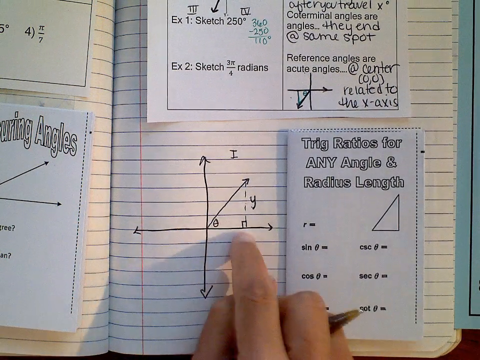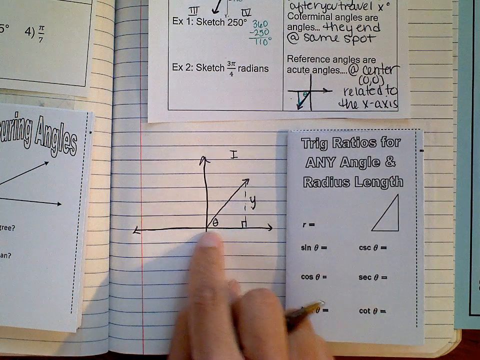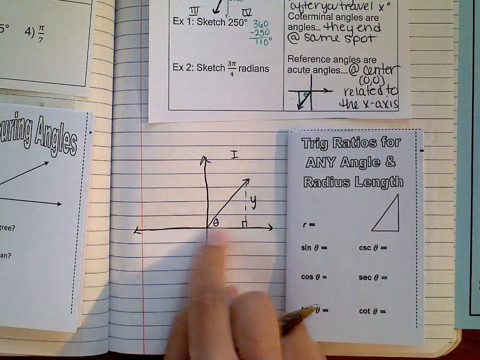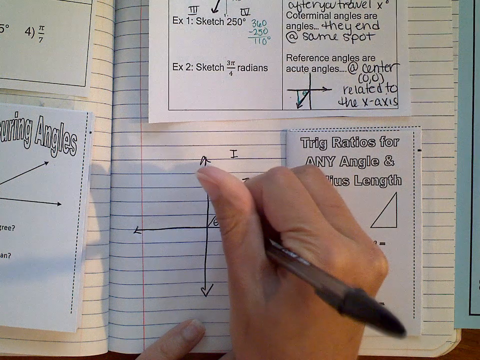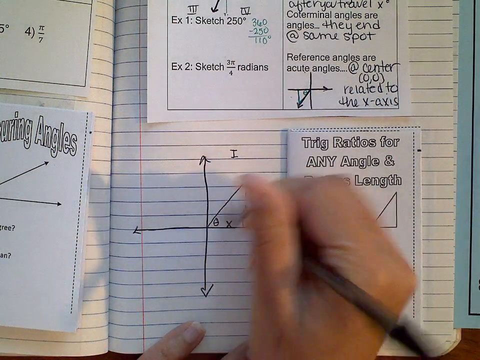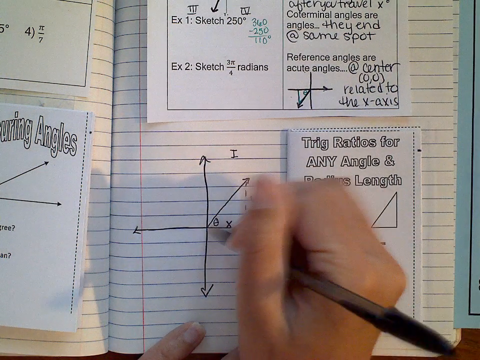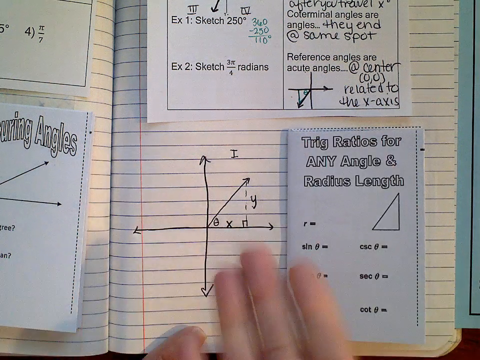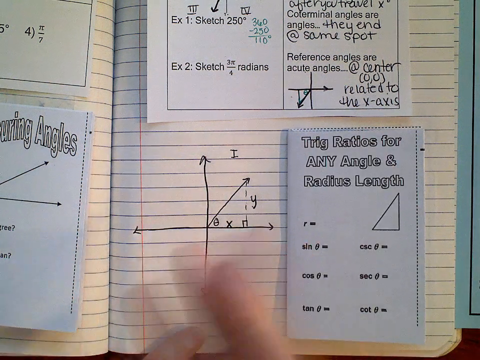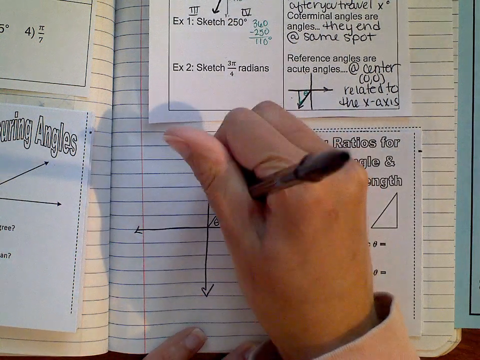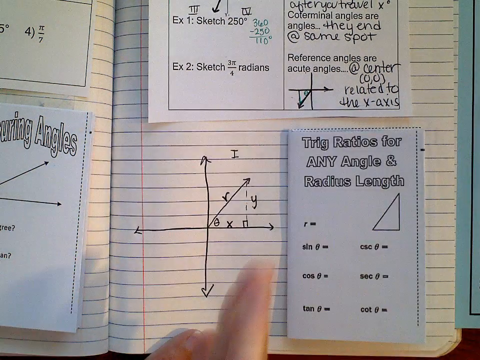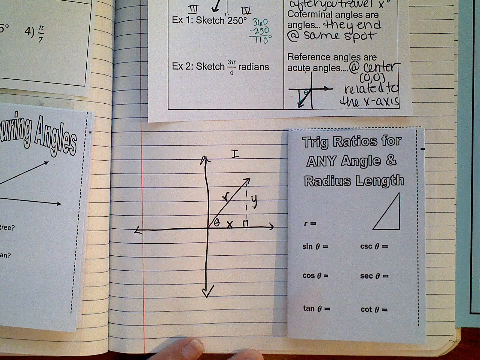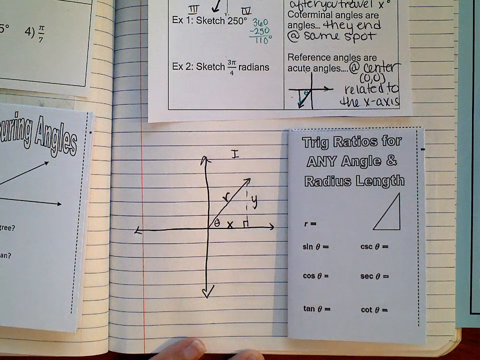Adjacent right here is how far I went, how much I ran, so that's my x value. And this right here is my hypotenuse, which in terms of triangles on an xy plane, we call the radius. It's kind of like the radius of a circle going round and round. So you get that right there, which is so cute.